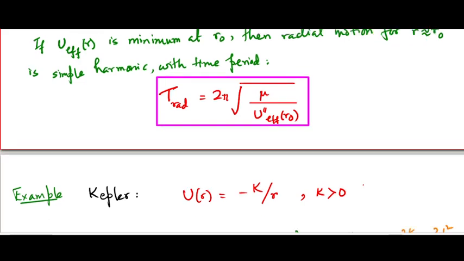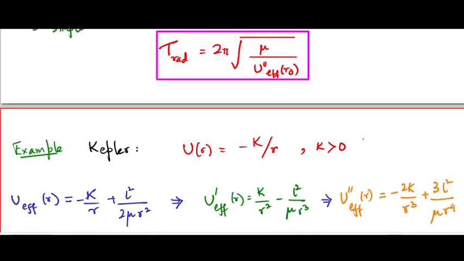First, let us carry on this calculation using our formula. We start with the U effective of R, which is simply U of R, minus K by R plus the centrifugal potential barrier term L square by 2 mu R square. A simple calculation tells us that the derivative is given by K over R square minus L square by mu R cube. Again, this result itself should be pretty familiar.